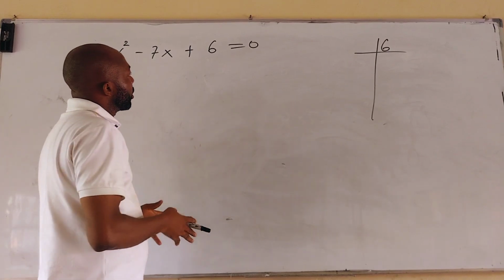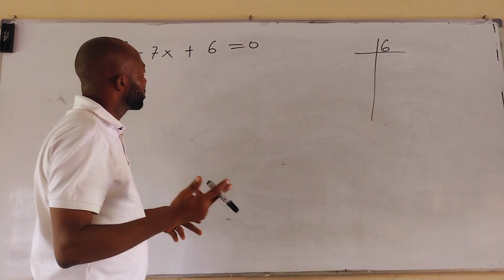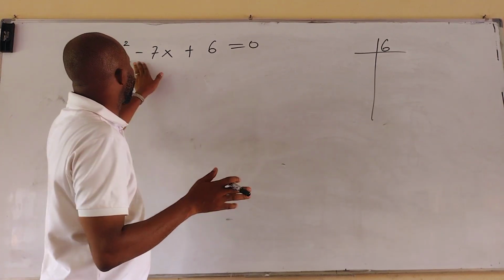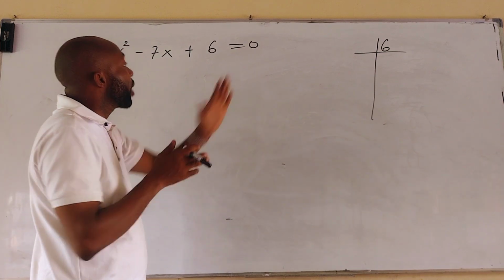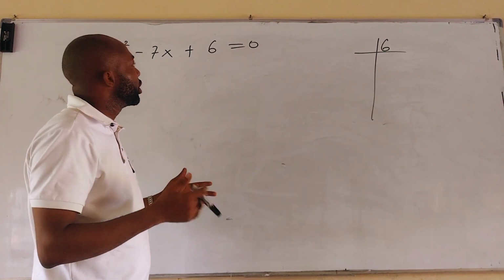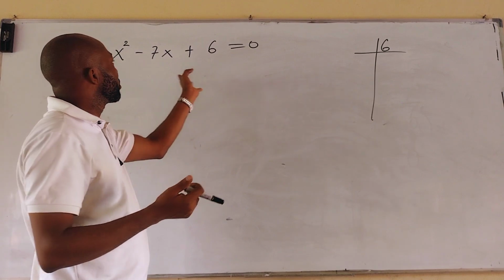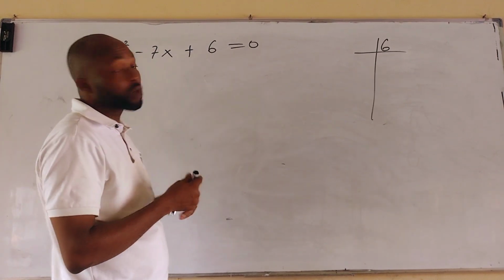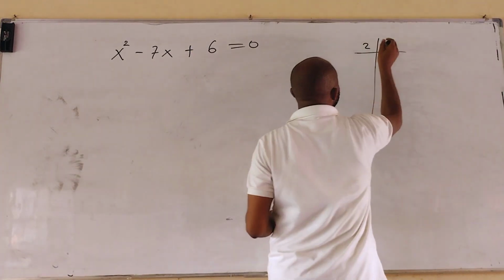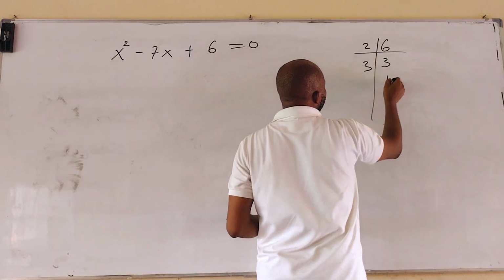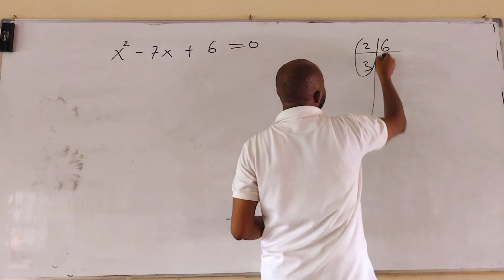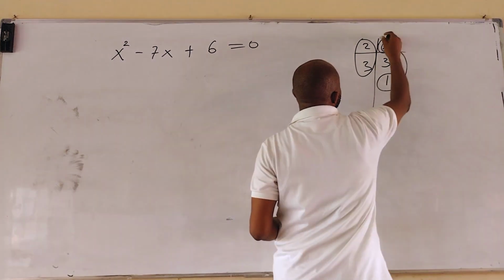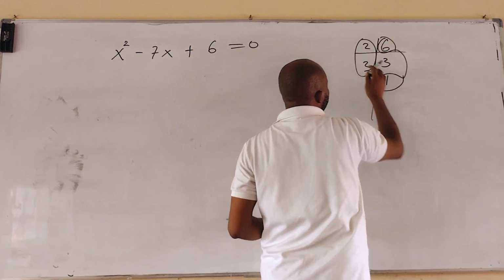We have 6. Now we're going to look for two numbers, factors of 6, which when we add them, we have minus 7, and when we multiply them, we have plus 6. So the easiest way is to find the factors of 6 that when we add, we get minus 7. So let's begin. 2 goes here, we get 3. 3 goes here, we get 2. So the two pairs of factors here are 2 and 3, and 6 and 1. These are the factors of 6.